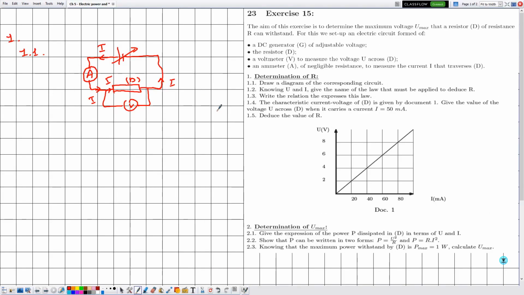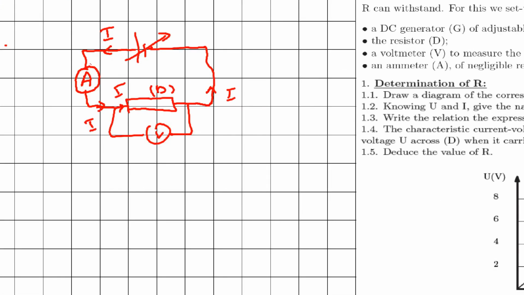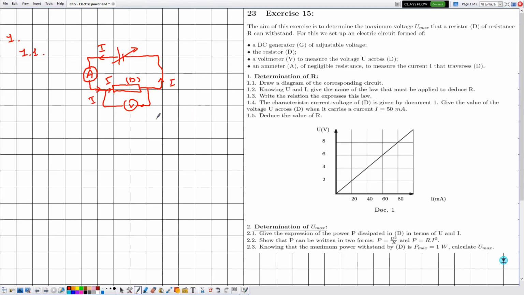Now there is something missing here, which is the COM terminal. They didn't mention anything about the reading of the ammeter and of the voltmeter, so I'll take it by default to be positive, which means connected to the negative pole. This is the negative pole, so this is the first COM terminal and this is the second COM terminal. This is the COM terminal regarding the voltmeter V, and this is the COM terminal regarding the ammeter.